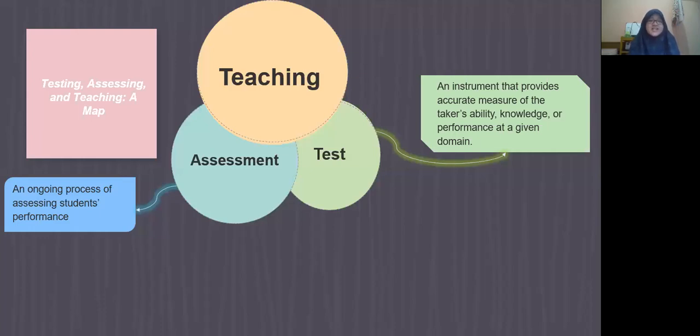Now, what is the relationship between teaching, assessment, and test? Well, imagine that all of the students are tennis players, and the teacher acts as a coach. Teaching, in the sense, provides the students with the opportunities to practice, to set goals, and to process the advice or feedback that is given from the coach so that the students or tennis players are able to master the skills needed in playing tennis.